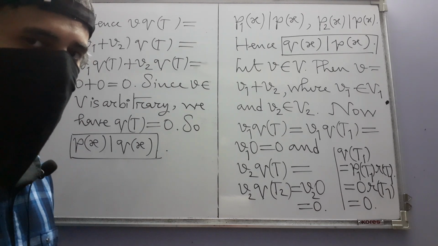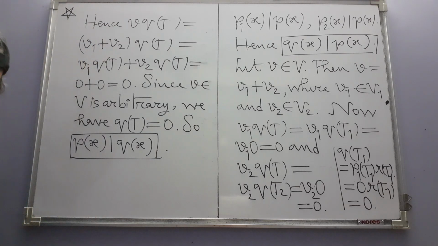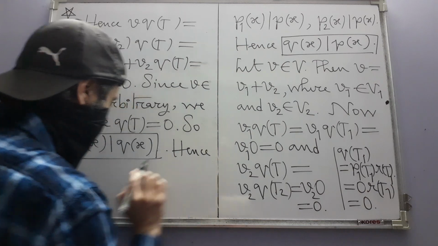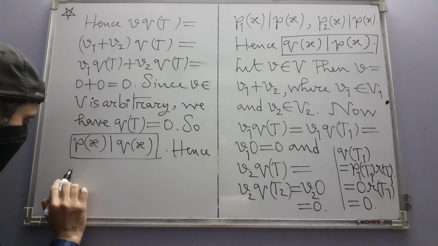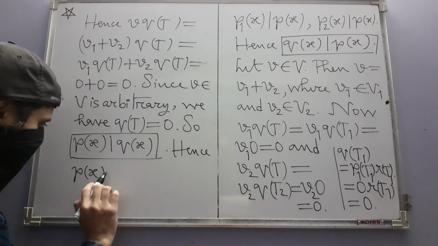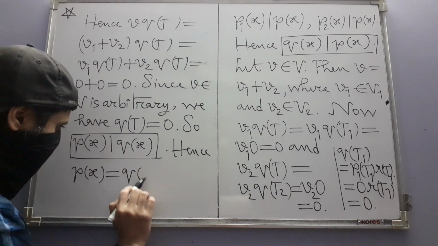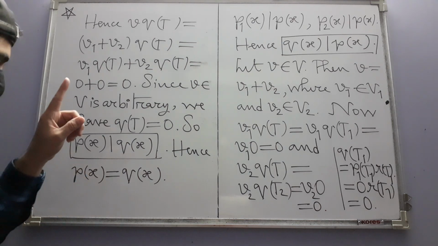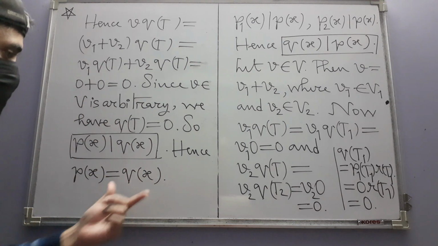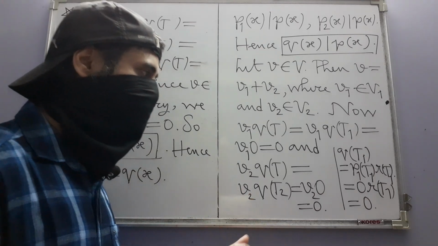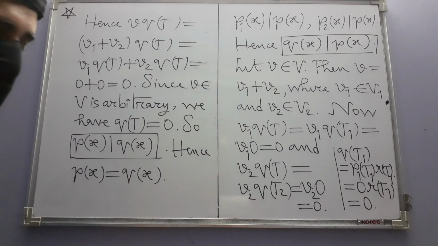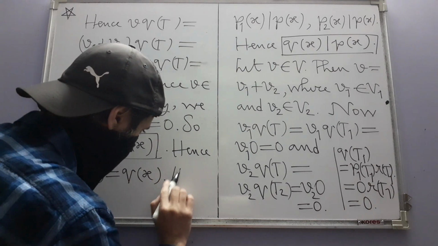I am not going to elaborate more on this. I will just simply write this. Hence, P of x is equal to Q of x. You know why. And this is the minimal polynomial for our original operator t, and this is the LCM of the minimal polynomials of t1 and t2. That's what we wanted to prove, right? So the proof ends here.